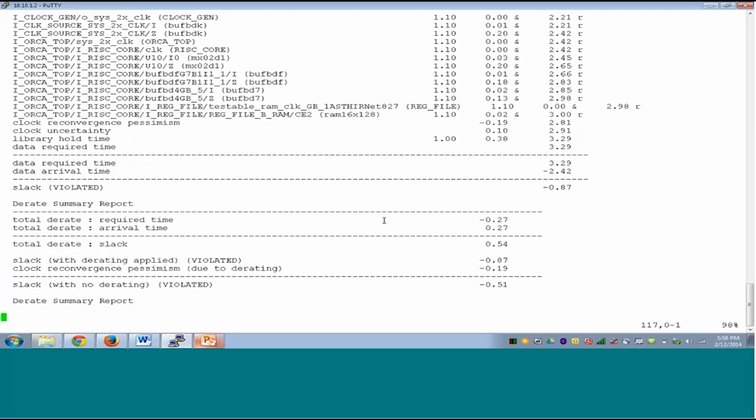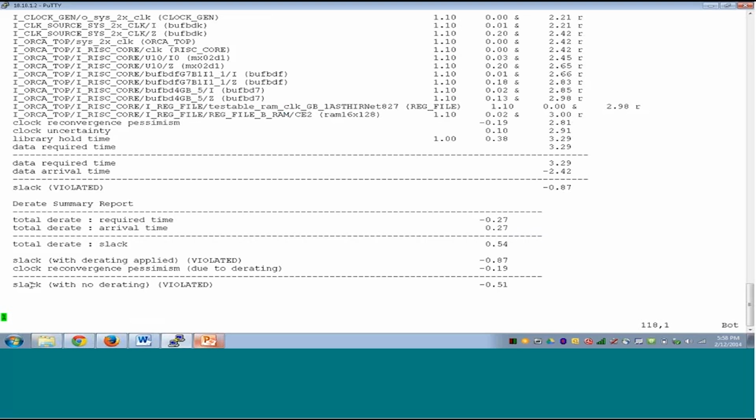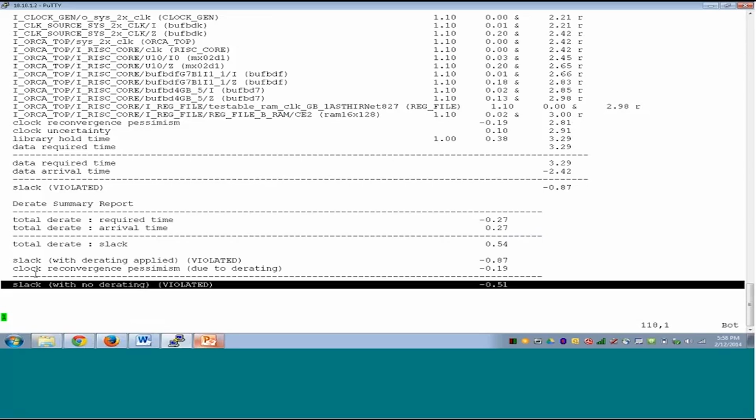Here it is showing me how much slack was, so this is violating by 0.87. It is showing me what is the effect of delay here, and it is adjusting using the same formula that we use for setup. It is showing us slack with no derating. So we see that derating in both the cases of setup and hold, it will make the path worse, right?